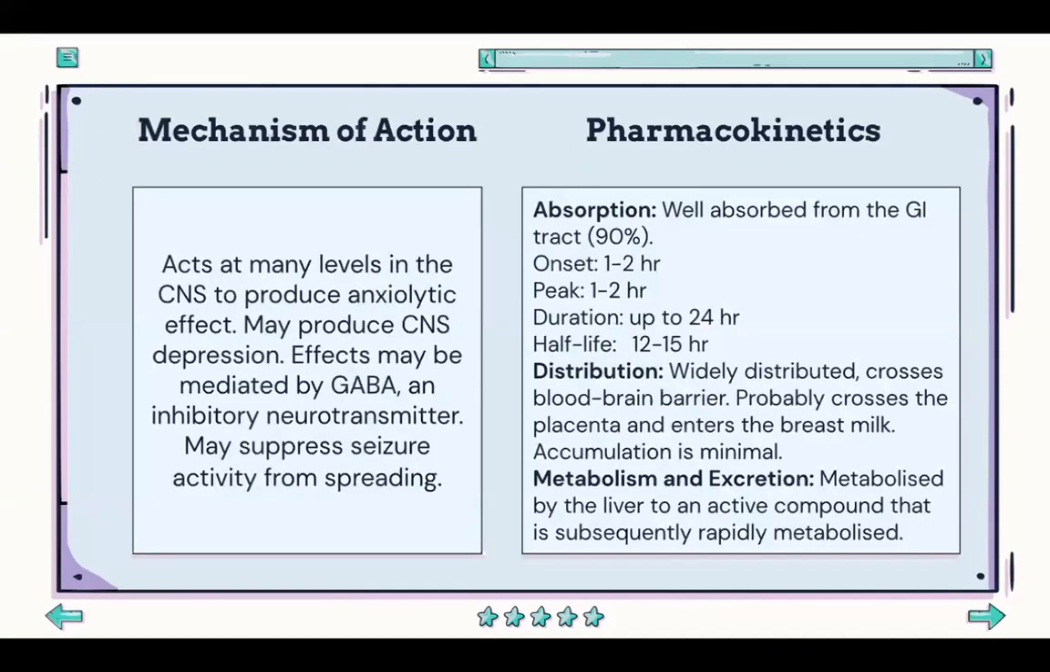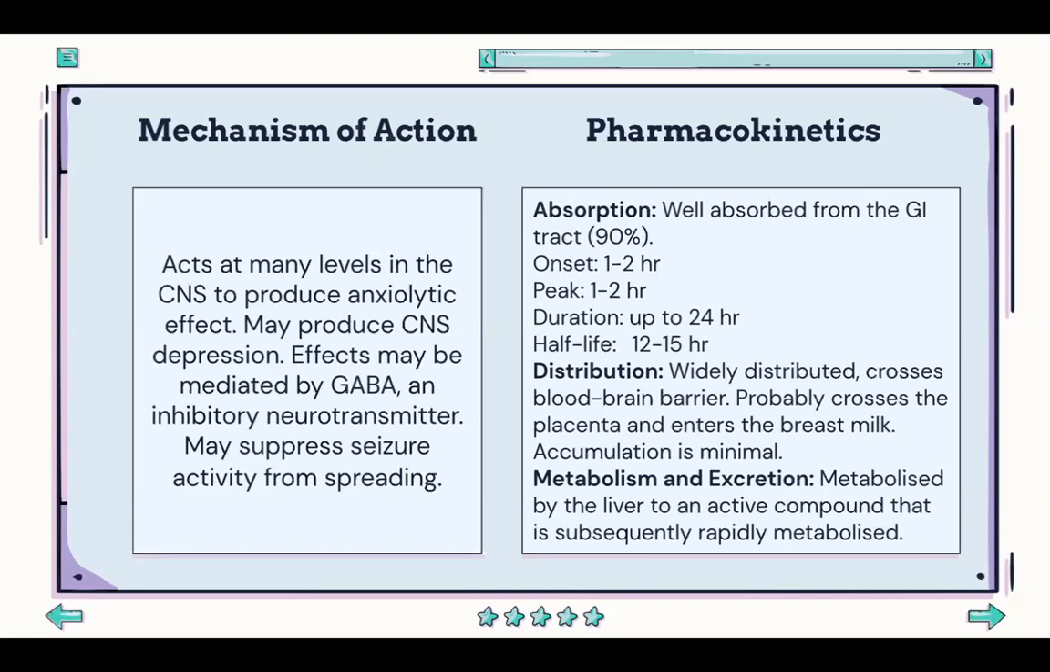Okay, for part of the mechanism of action, it acts at many levels in the CNS to produce the anxiolytic effects. It may produce CNS depression, and the effects may be mediated by GABA, which is an inhibitory neurotransmitter in our brain, and it may suppress the seizure activity from spreading. And then moving on to the pharmacokinetics.